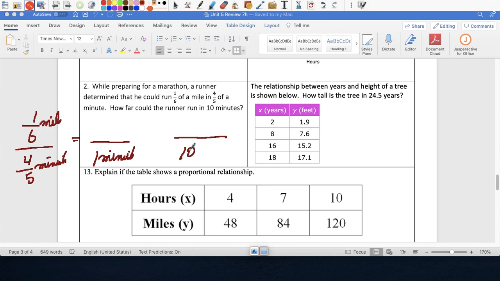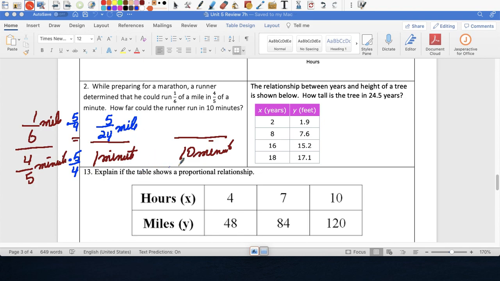So our goal is to get here. Can you find something that multiplied by 4/5 becomes 10? Yeah, you can. Can you use the unit rate? Yes, you can. It's whatever you choose. So I'm going to find the unit rate. In order to change this to unit rate, I'm going to multiply this by 5 over 4, which means I multiply the top by 5. If I do that, I get 5 over 24. So in 1 minute, this fella here can run 5/24 of a mile.